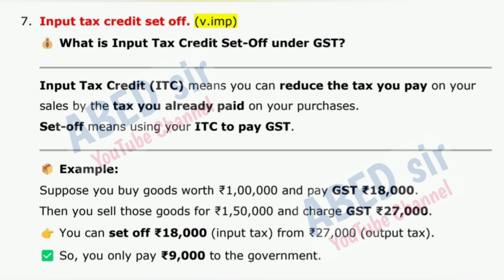Example. Suppose you buy goods worth 1 lakh rupees and pay GST 18,000 rupees. Then you sell those goods for 1,50,000 rupees and charge GST 27,000 rupees. You can set off 18,000 rupees, input tax, from 27,000 rupees, output tax. So, you only pay 9,000 rupees to the government.